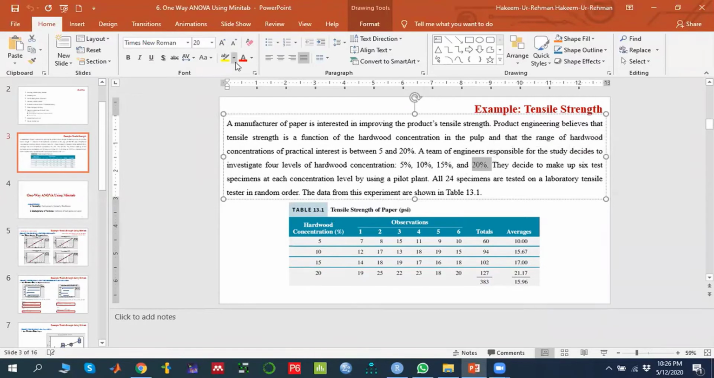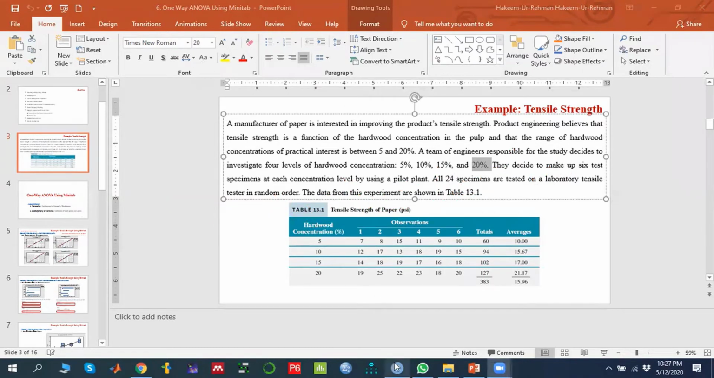So our H0 is that the average paper strength at 5% hardwood concentration is equal to the average paper strength at 10% hardwood concentration, is equal to that at 15%, is equal to that at 20%. And our alternative hypothesis is that at least one of these population means is different from the others.